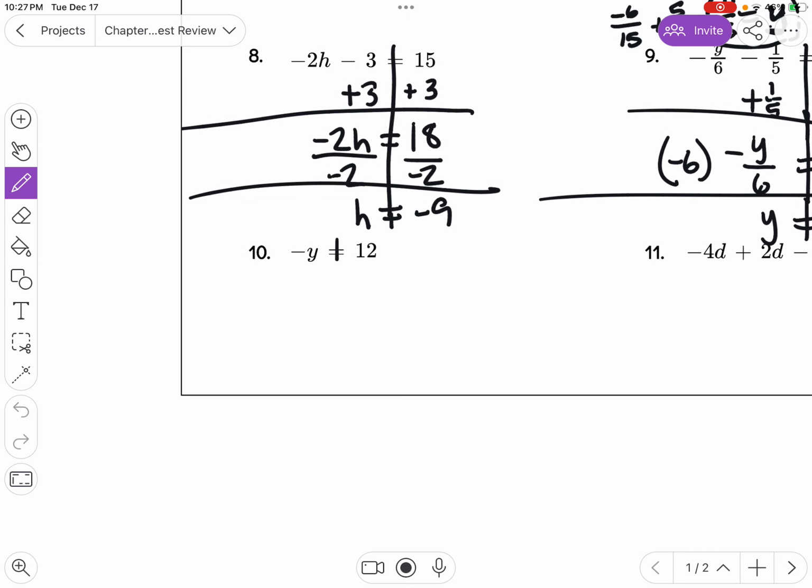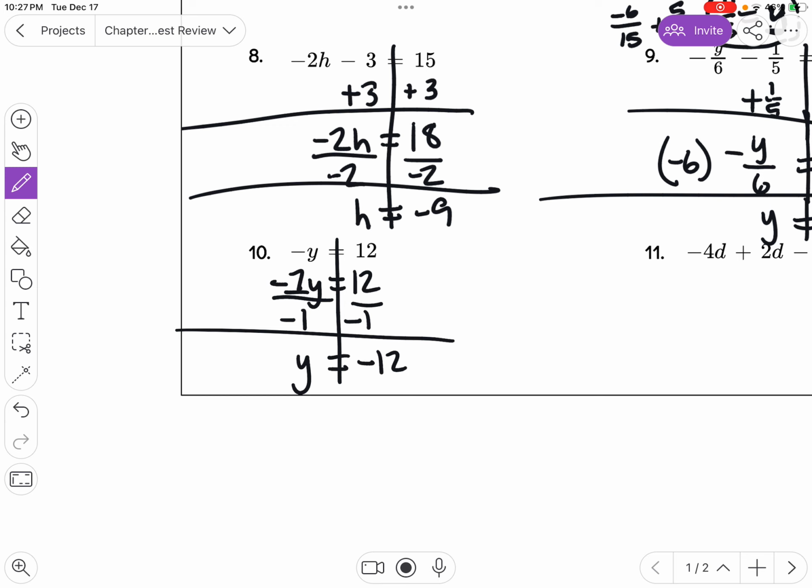For number 10, this one, really there's a negative 1 hidden in here. So we're going to rewrite it like that. To get rid of that, I'm just going to divide by negative 1. Divide by negative 1, and that negative sign just kind of hops over the line. I get y is equal to negative 12.